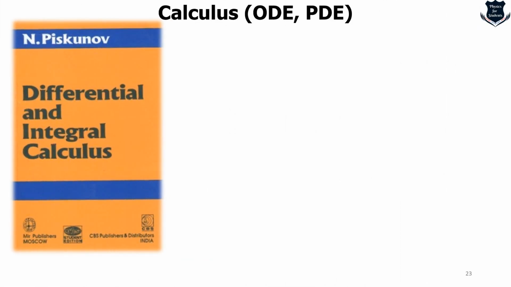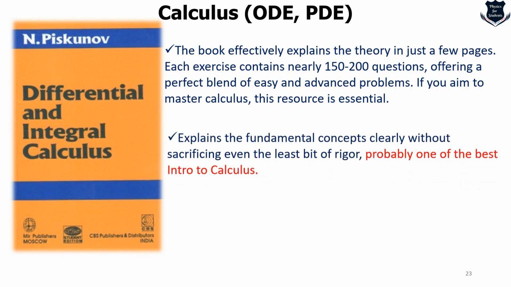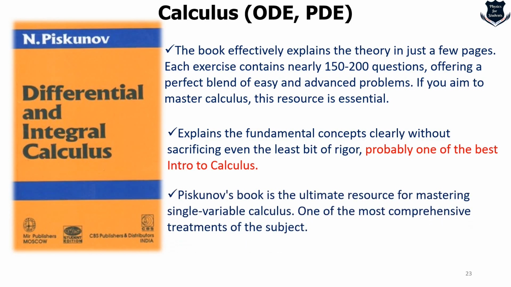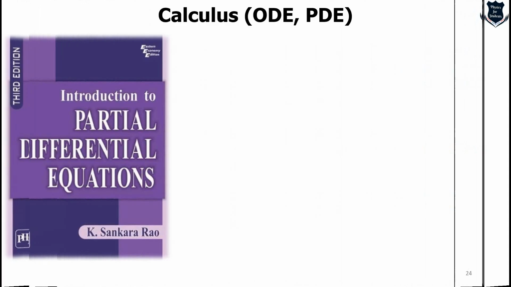This is much more mathematical, and it is an old, classical book, Piskunov's Calculus. We read it during our college days. It's one of the best introductions to calculus. It considers around 150 to 200 questions, and remember, it is a single variable calculus book, so it will cover everything that you need to know. It's much more mathematical in nature.